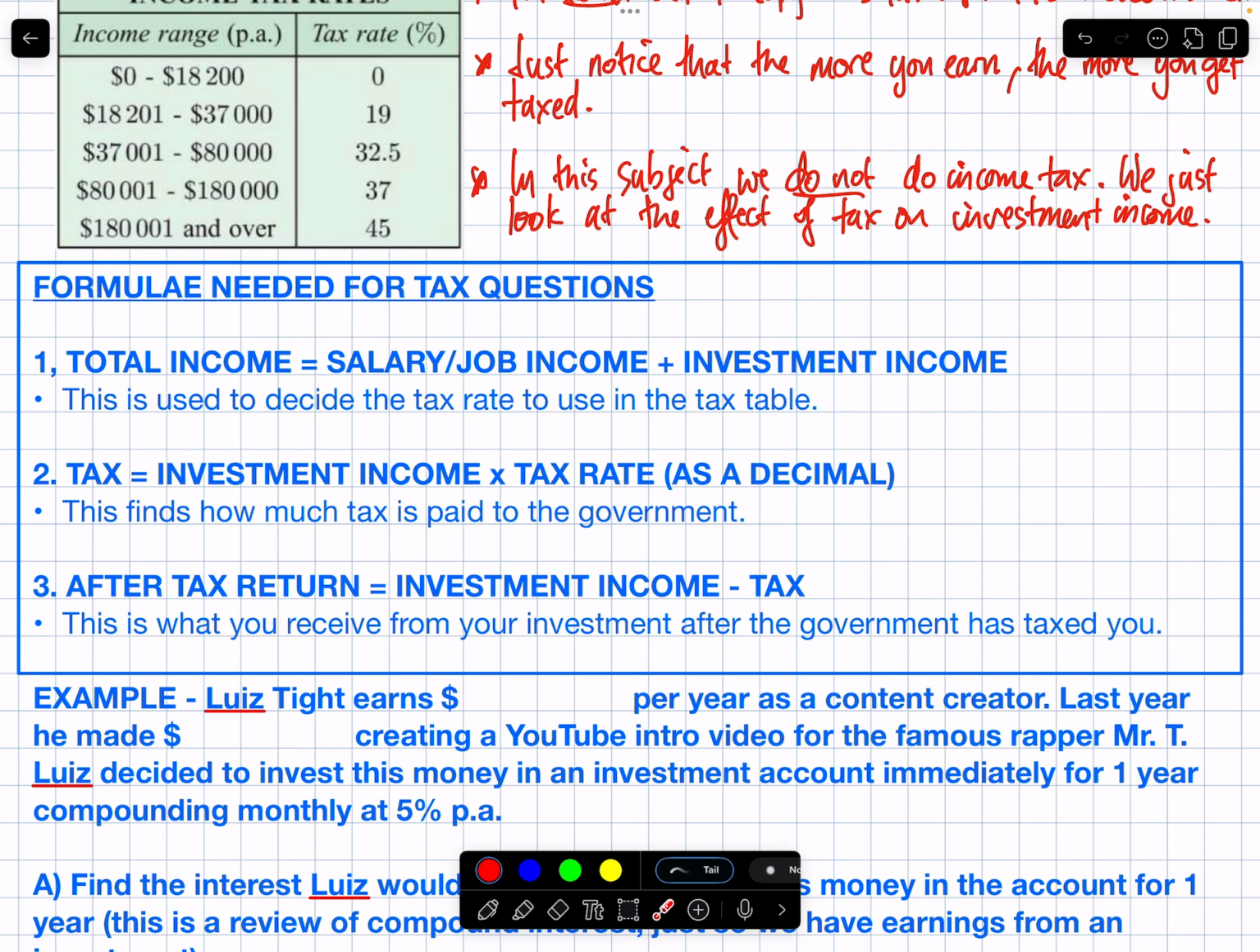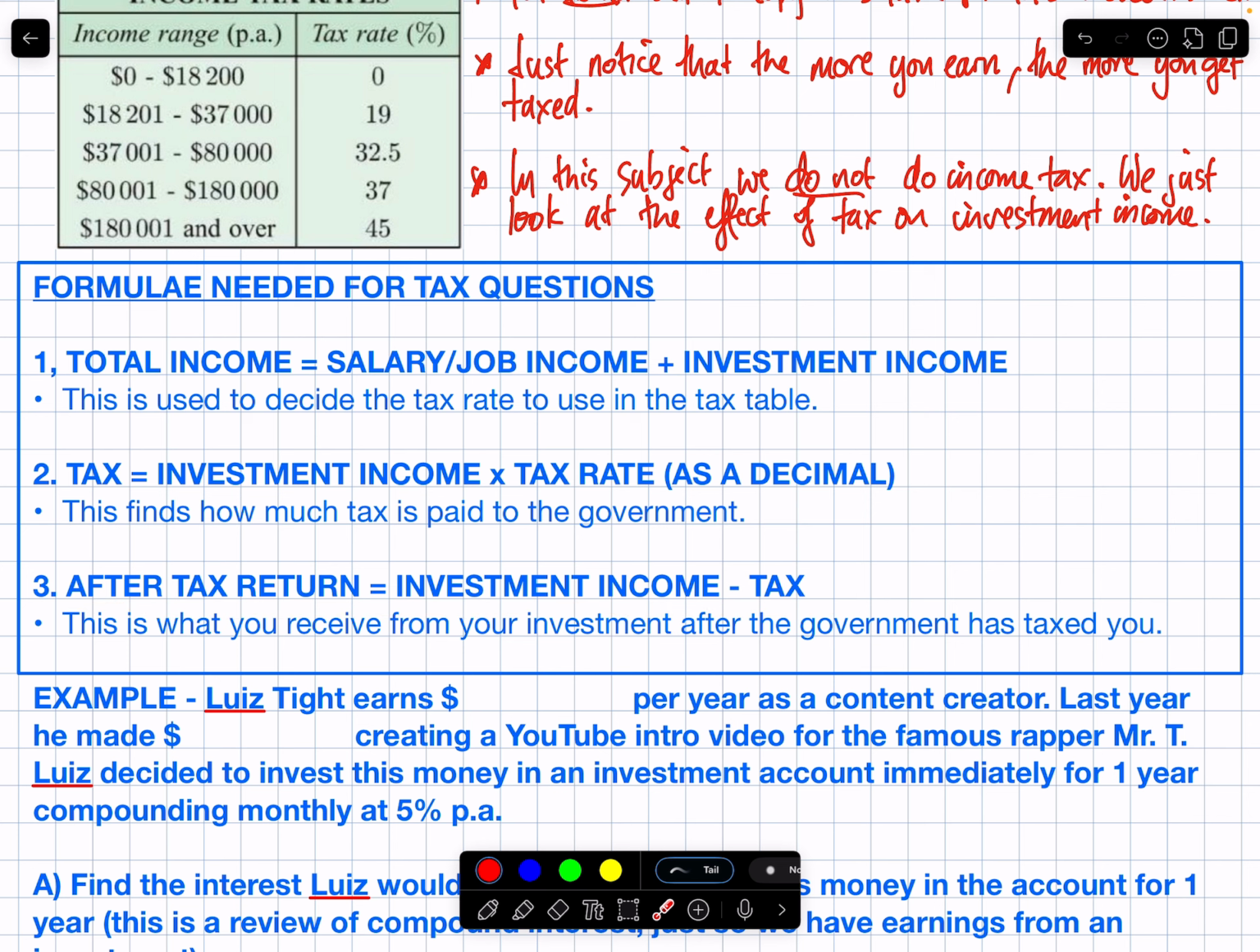What's the second formula? Tax, so the amount of money the government takes from you, is equal to your investment income times the tax rate as a decimal. This finds how much tax is paid to the government from the investment earnings that you are going to get. And the last formula is after-tax return equals the investment income take away tax.